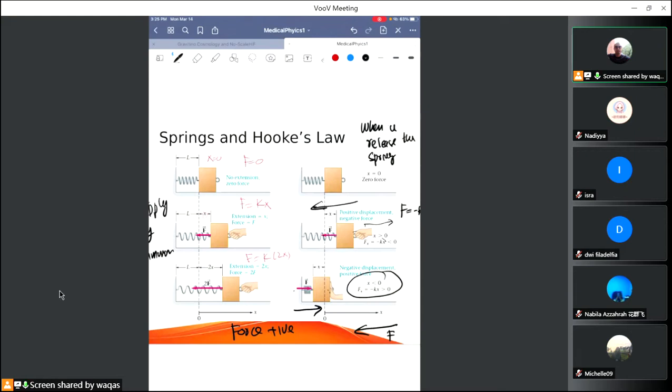But here you can push the block in this direction, and you can see that from here upward you have a positive distance, but from zero backward you have a negative distance. So that is why here the force applied by this person is a negative force, but the spring applies a positive force.